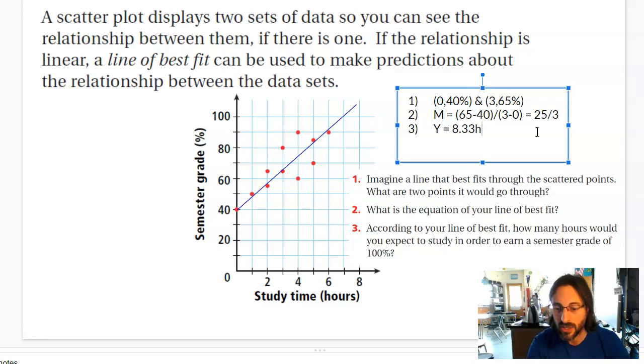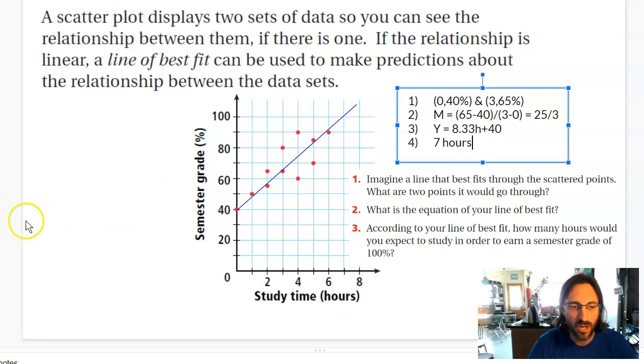hours, H. And what's my starting point? Well, my starting point is the y-intercept. What's the y-intercept in this problem? 40. There you go. I just built my equation. Awesome. Now the real number 3: according to your line of best fit, how many hours would you expect to study in order to earn a semester grade of 100%? Well, I can just follow my line. Where does it hit 100? Right there. Boom. Looks like 7 hours.